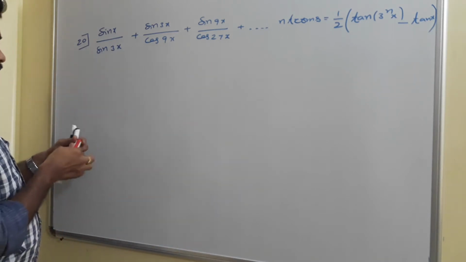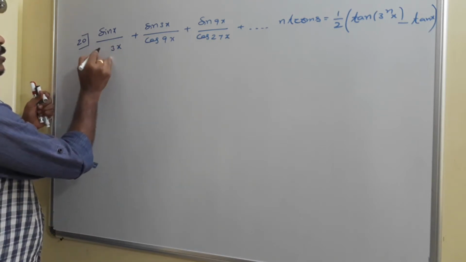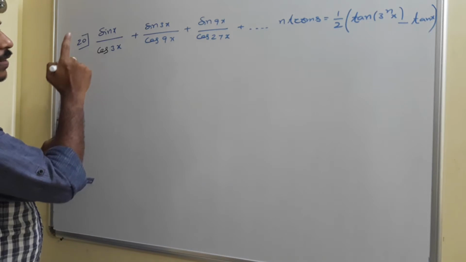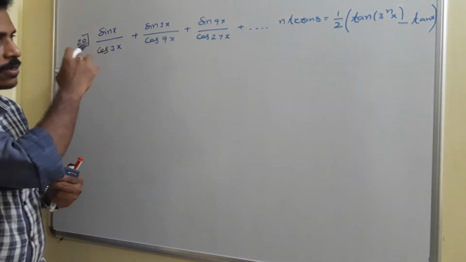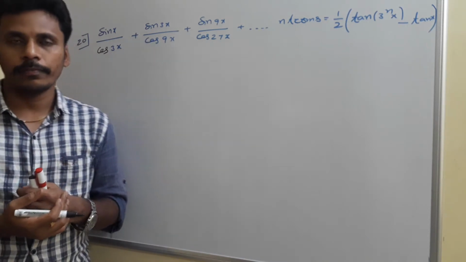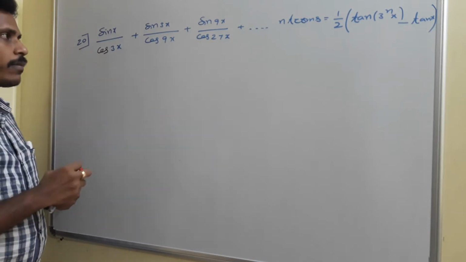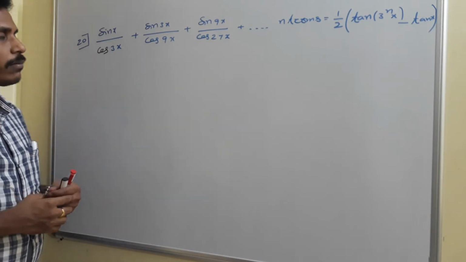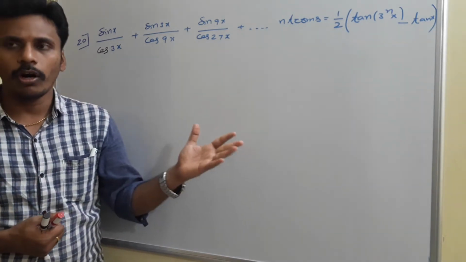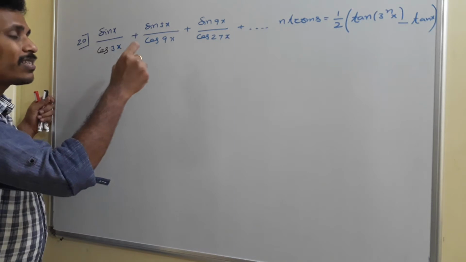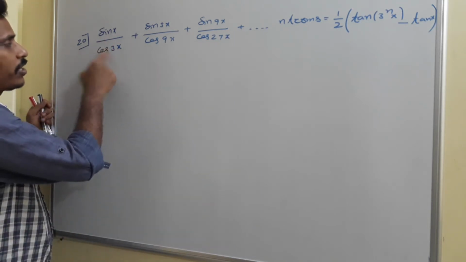Okay, maybe cos 3x, right? sin x by cos 3x, sin 3x by cos 9x, sin 9x by cos 27x, and so on up to n terms. To solve this, first of all, I will start with the first term and try to simplify it, and then similarly we can simplify the second and third and everything, because every term is of the same format, just like sin by cos.